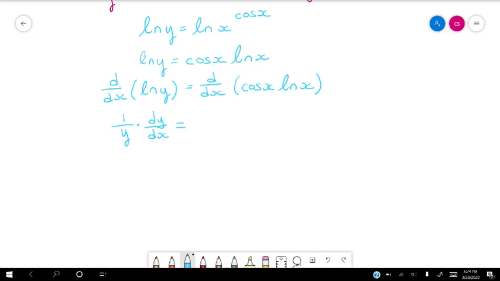Okay, and then we're going to take the derivative of this. What rule do we have to use? Our product rule, because we're looking at a product. Okay, so I'll start with the second function, cosine of x, times the derivative of the second function, plus the natural log of x times the derivative of the first function. Okay, so let's clean it up.